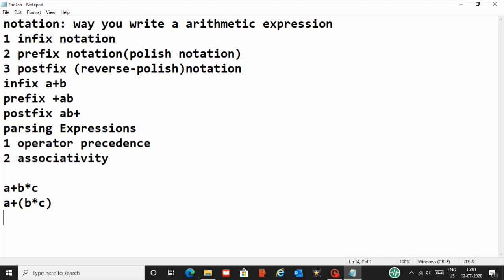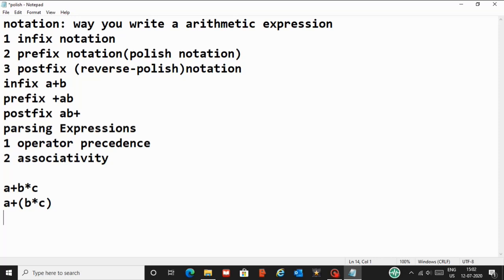But when an expression has operators of the same precedence, which has to be evaluated first will be determined by the associativity of those operators. So what does associativity do? It describes the rules where operators of the same precedence appear in an expression. It will determine which has to be evaluated first.